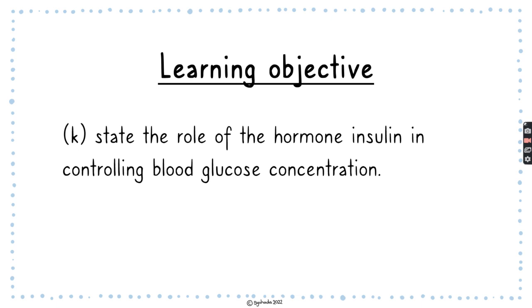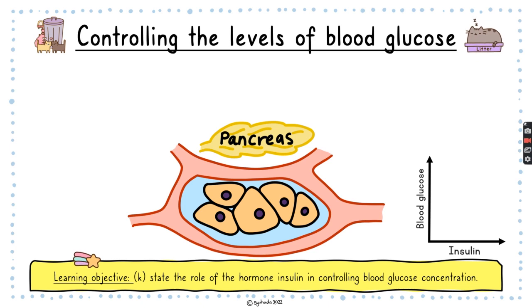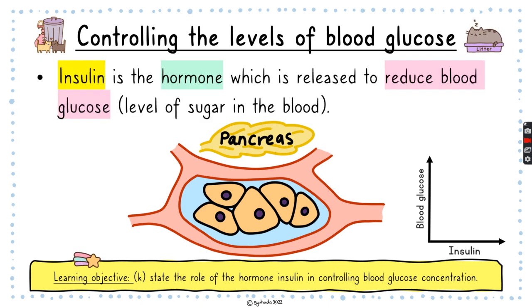Although we have covered this learning objective, which is to state the role of insulin in controlling blood glucose concentration, in our previous lesson, I do want to stress some important information. So we're still going to cover this learning objective, but in a more detailed manner today. Controlling the level of blood glucose: we know that insulin is the hormone in charge of this. When it's released by the islets of Langerhans, it reduces the blood glucose, which is the level of sugar in the blood.